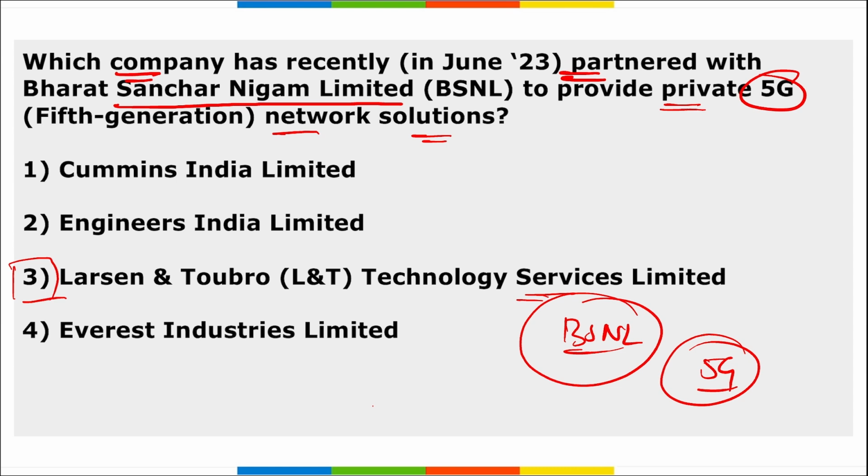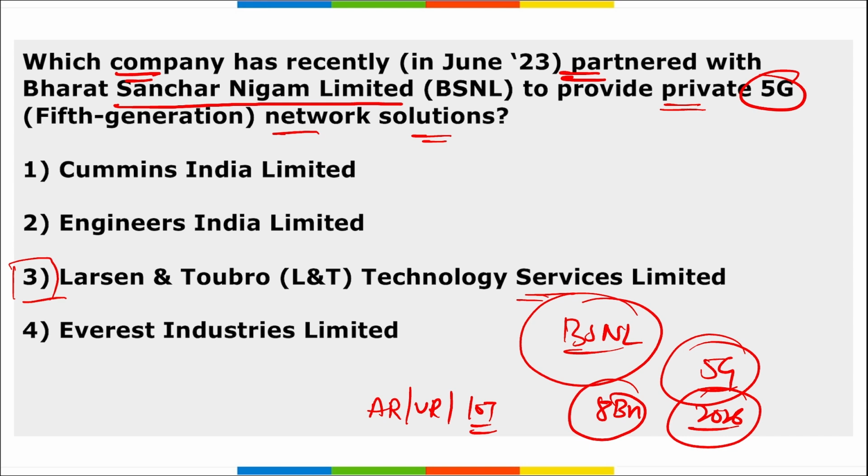Private 5G network has unlocked AR, that is augmented reality, virtual reality, and IoT for companies, and the market is expected to go beyond $8 billion by 2026 from an annual growth rate of 35.7% from 2022 onwards. Right? So we can say that this 5G fifth generation network solutions will be increasing our economy at an annual average growth rate of 35.7% since 2022. Correct? And it is expected that it will reach $8 billion by 2026.